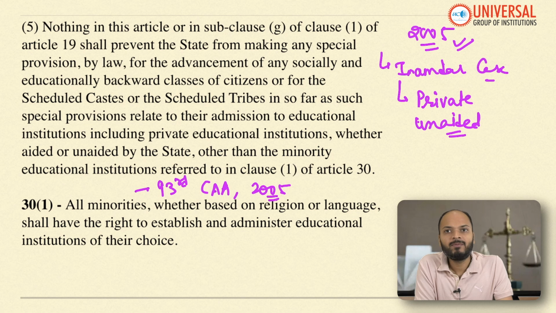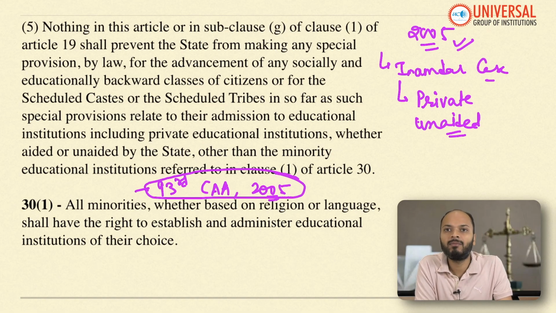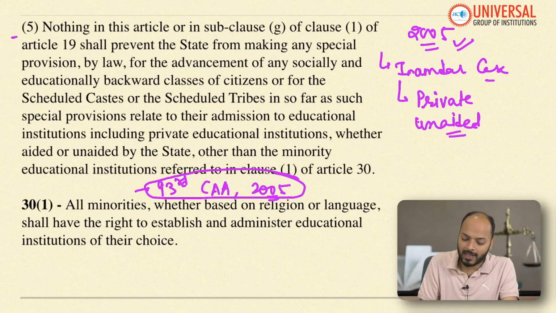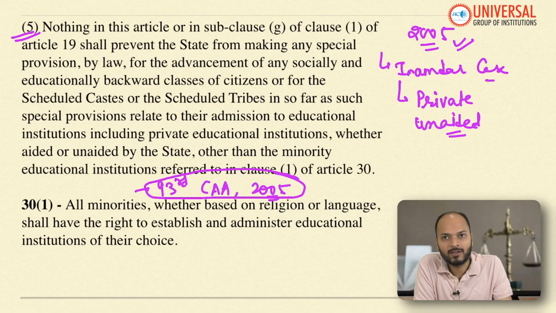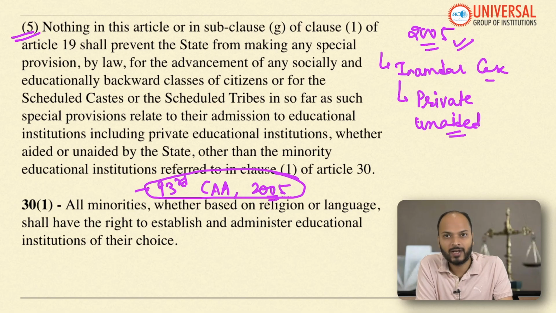To nullify the judgment given by the Supreme Court in 2005, Parliament passed an amendment to the Constitution, that is the 93rd Constitutional Amendment Act of 2005, which added 15 subclause 5 to the Constitution. It basically permitted the state to give reservation to the OBC community even in private unaided colleges and schools. So that is what has been written in Article 15 subclause 5.